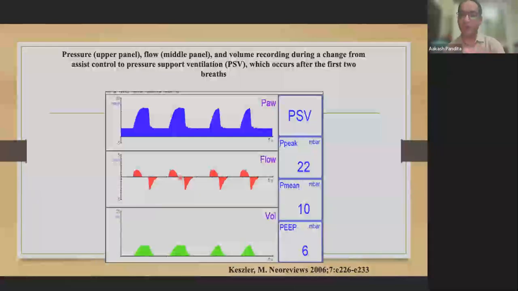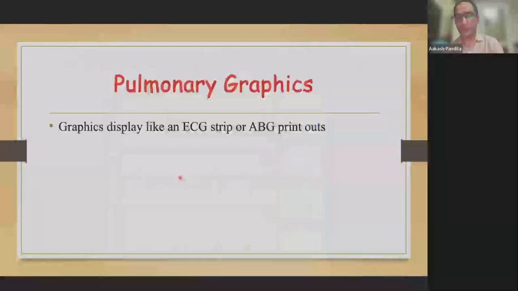In SIMV, only the number of breaths which we have set on the SIMV will be supported, and it is shown in different color formats. Similarly, if you are using assist control, then all the breaths which the patient is generating will be supported. So basically, pulmonary graphics is like an ECG and ABG.